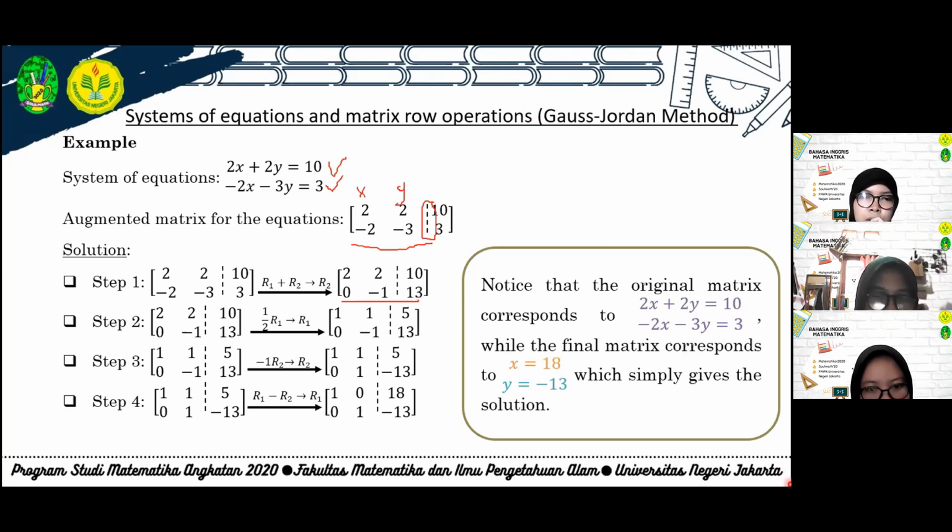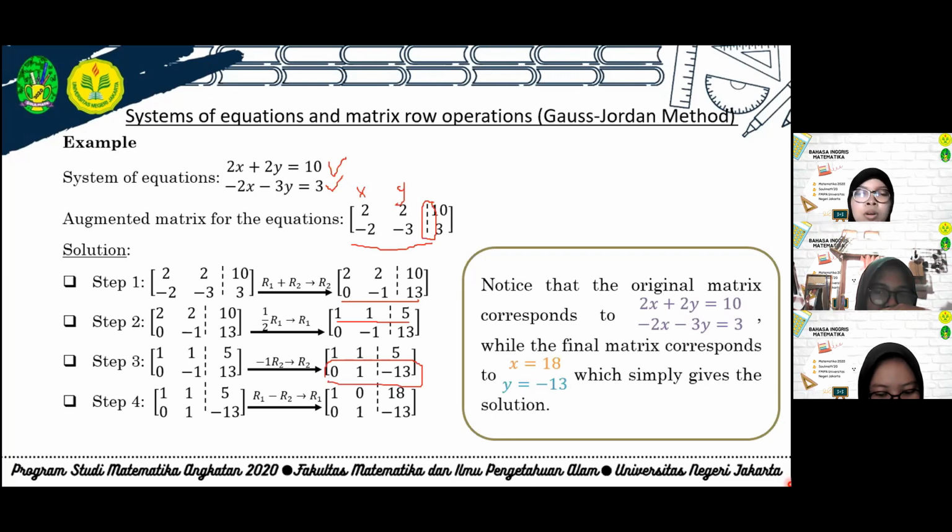And step 2, we change row 1 with a half multiplied by row 1. And this is the element of row 1, the result, to be 1, 1, 5. And step 3, we change row 2 with row 2 minus row 1. And row 2 becomes like this, the elements 0, 1, minus 13.